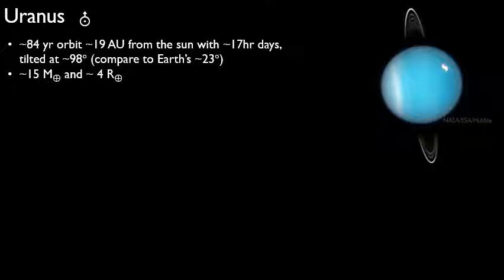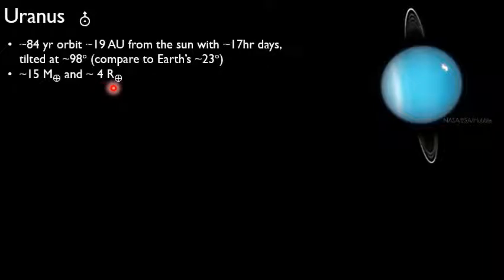So the next giant planet is Uranus. It's about twice as far from the sun as Saturn is from the sun. So we're getting extremely far out now, and because of that, the orbital period is very long, right? It's about a human lifetime if you're lucky. And it's much smaller than Saturn, but still quite large.